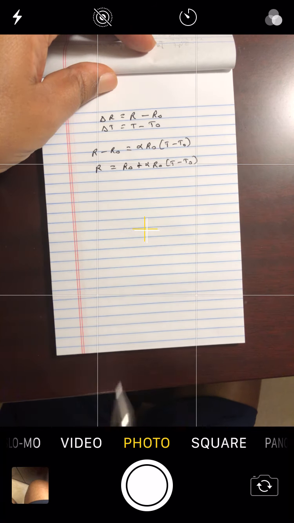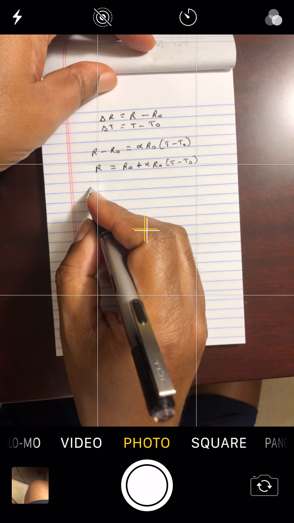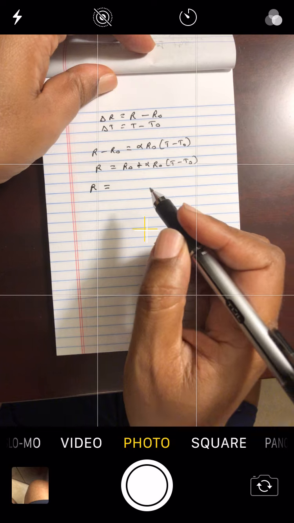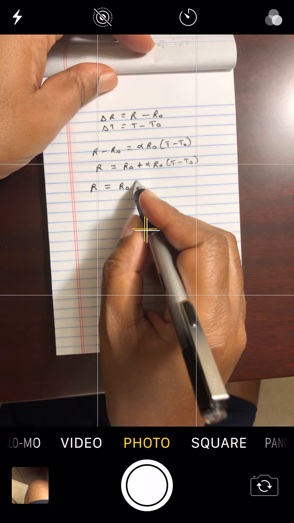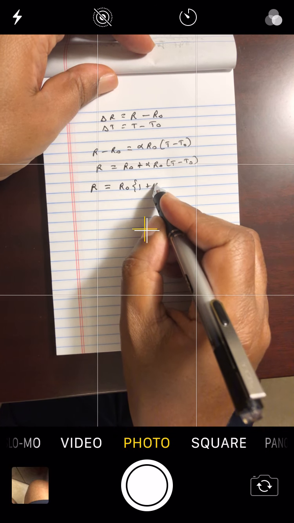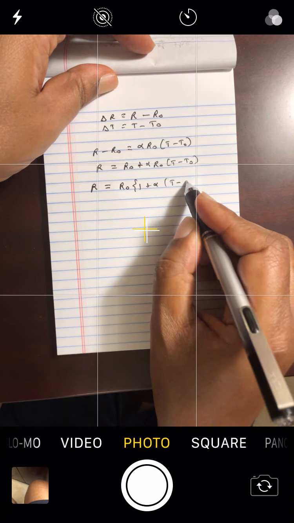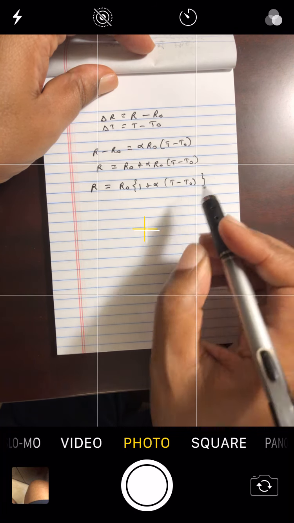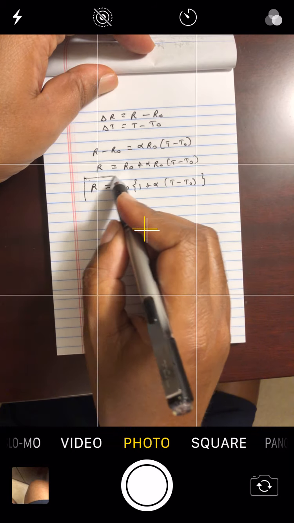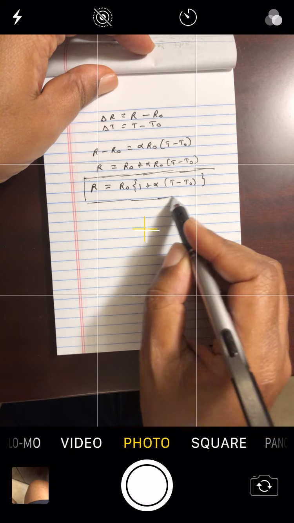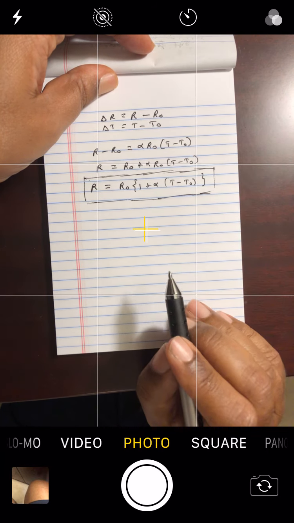Now we can factor out the initial resistance, so we have the resistance at temperature T equals the initial resistance times 1 plus alpha times the change in temperature, T minus T naught. So if you're interested in the resistance at a particular temperature, you can use this formula.